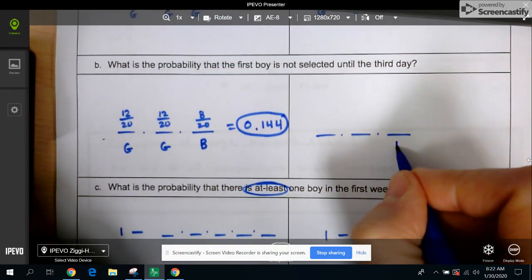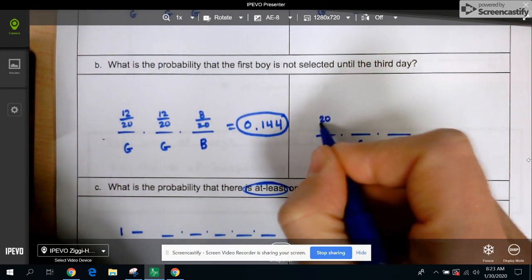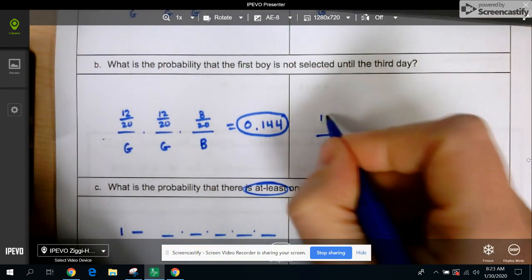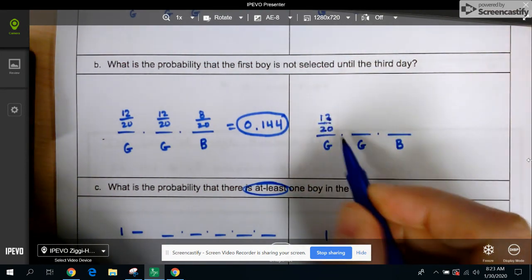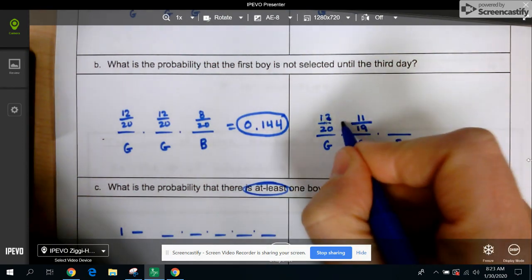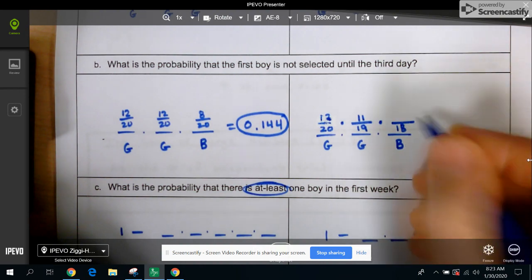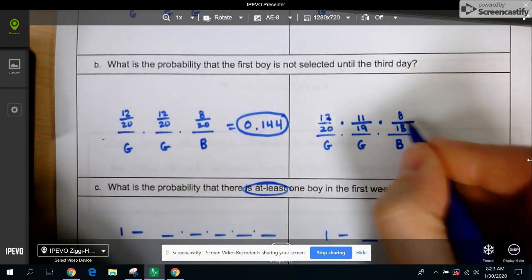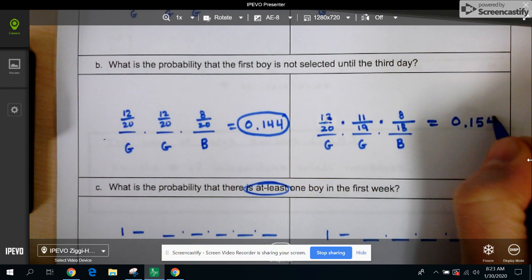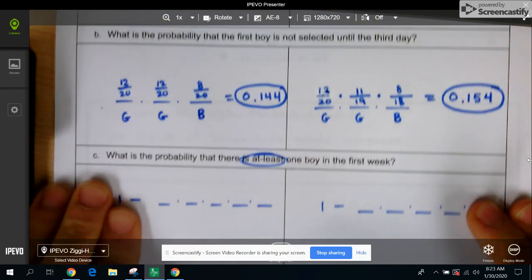Without replacement, however, if we don't want a boy until the third day, and we need a girl here and a girl here, there would be 12 out of the 20 students are girls on the first day. There are 11 girls left out of 19 students on the second day. And then on the third day, there are only 18 students left. How many of them are boys? 8, because we haven't chosen a boy yet. Therefore, our answer is going to end up being slightly higher than when we play the game with replacement.